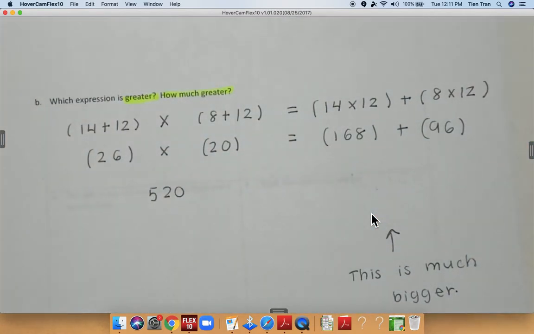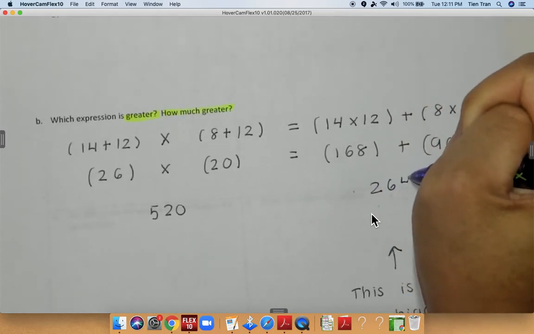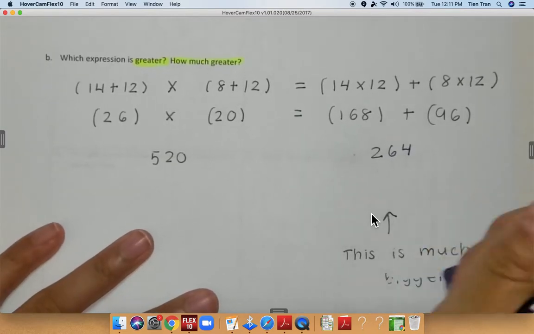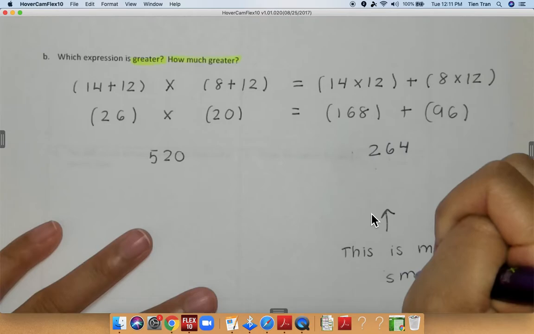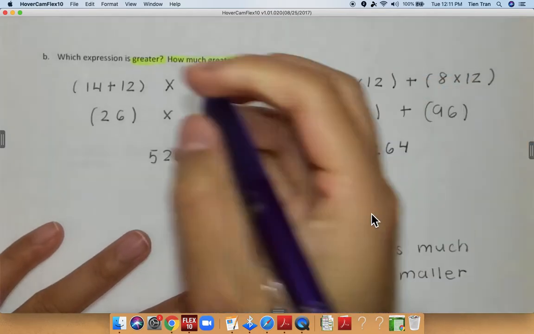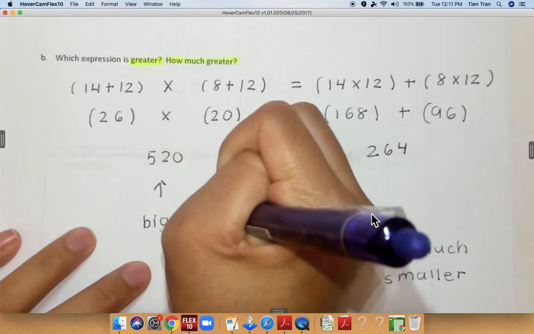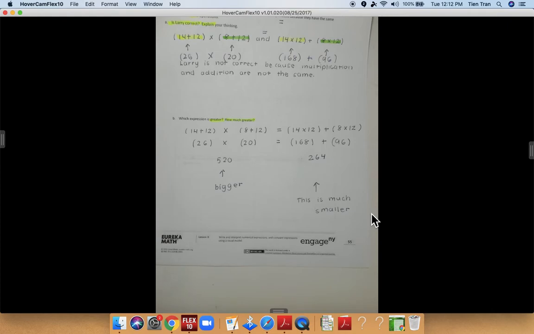When I add 168 plus 96, what I'm going to get is 264. So which number is bigger? This number is much smaller. And this number is bigger. Okay? And that's all you have to write for that problem.